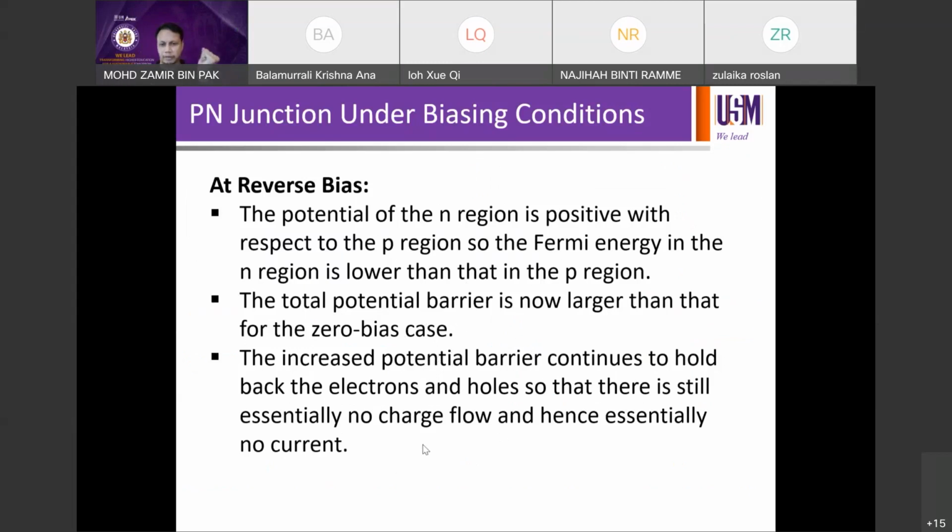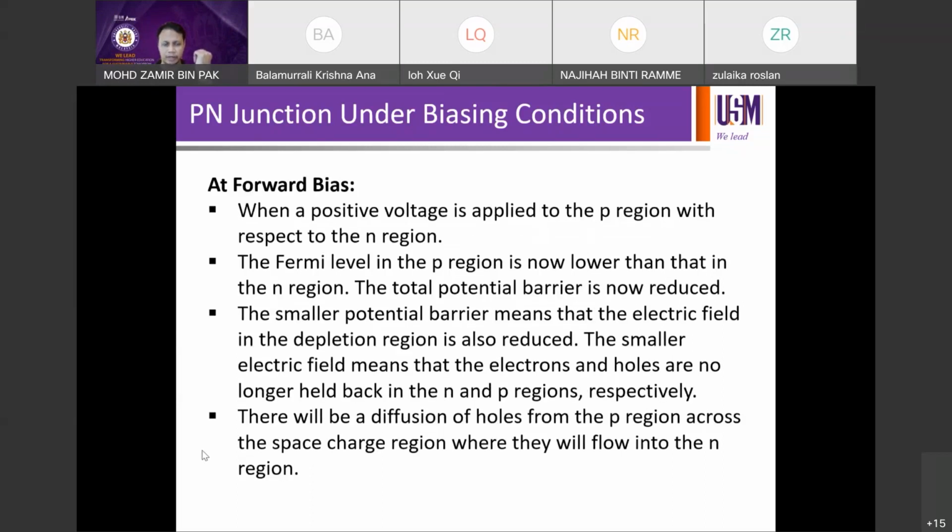The increased potential barrier continues to hold back the electrons and holes on both sides. They just stay there and don't go anywhere, because it's now even harder for them to cross. It was already hard at TE, but it's now even harder, and they wouldn't be able to cross. There's still essentially no charge flow, and hence essentially no current. No current in reverse bias. So that's why in reverse bias, you don't have any current.